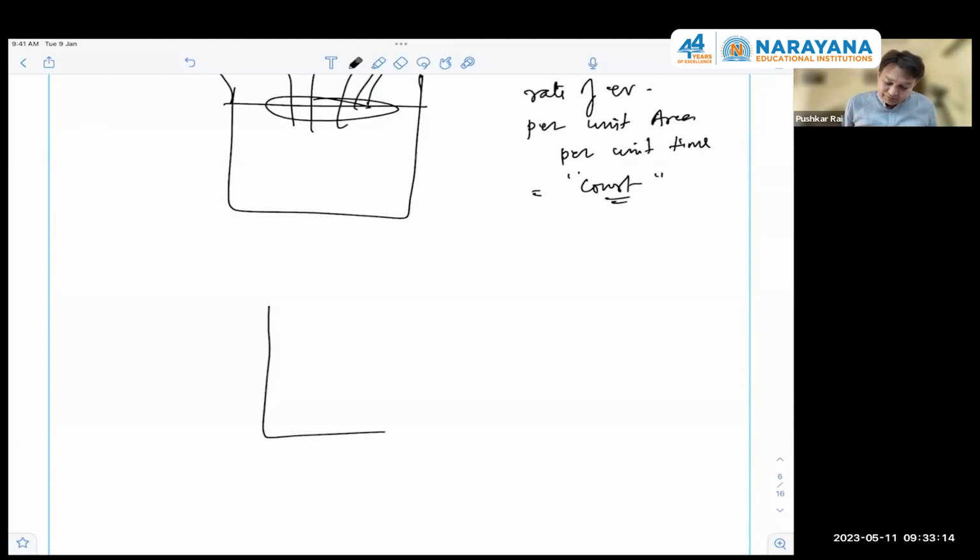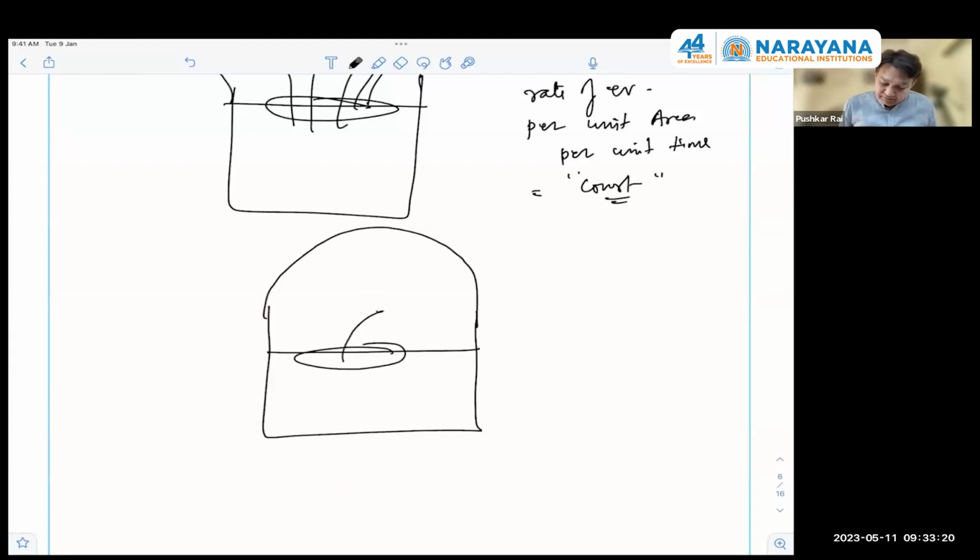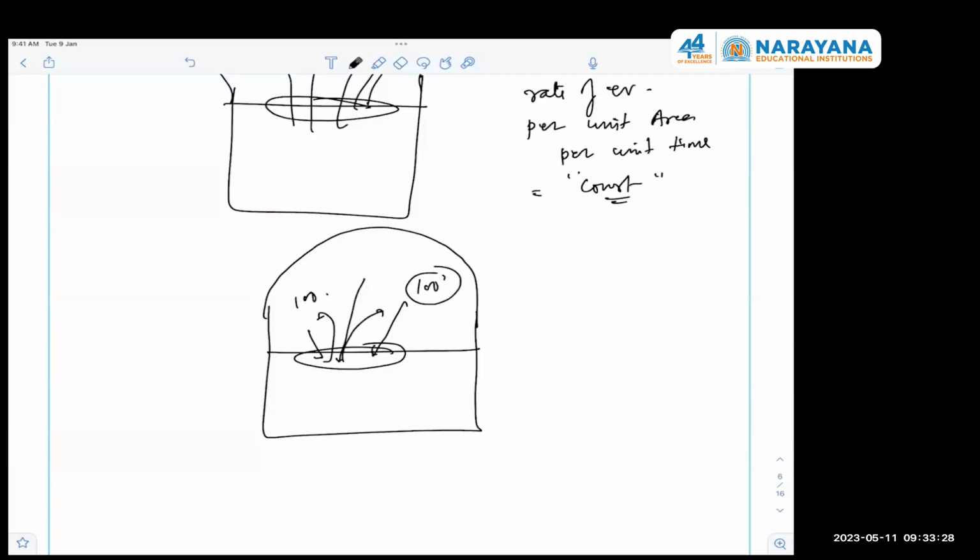So what is the concept of vapor pressure? When vapor pressure establishes, then from a unit area, if 100 molecules are going up, 100 molecules are going down. Do you agree? Then only vapor pressure establishes. So at the situation when the vapor pressure establishes, the rate of evaporation is equal to the rate of condensation. Do you agree? This question is based on this funda.